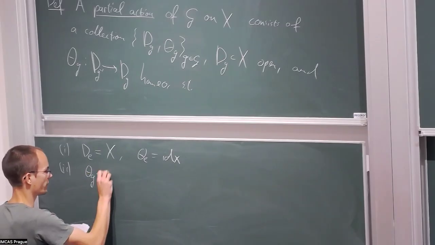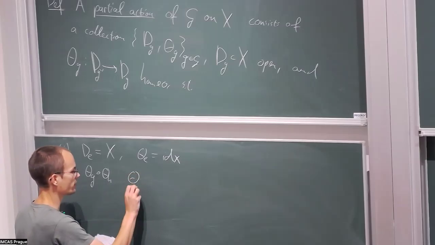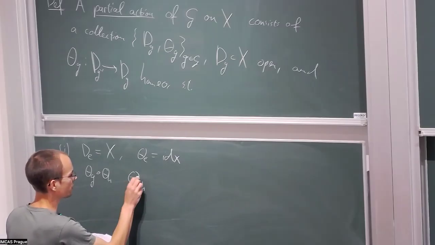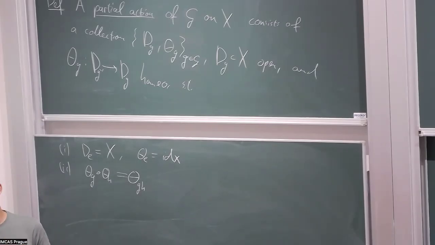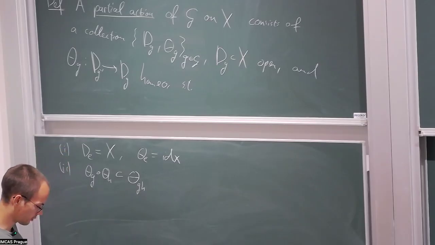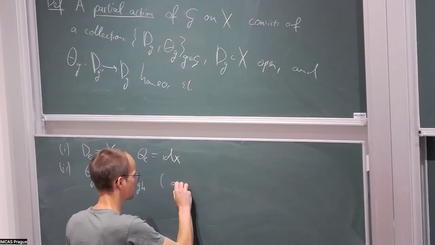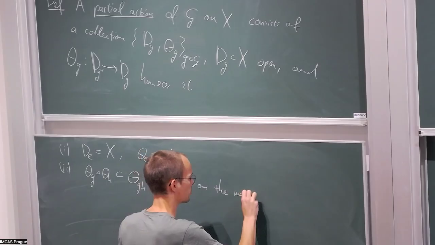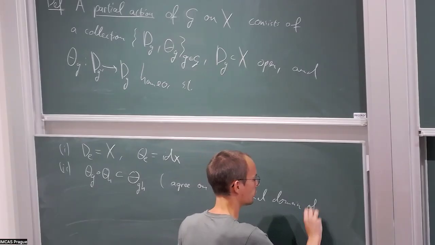And secondly, usually you would want that theta_h composed with theta_g is equal to theta_{gh}. The problem is that writing an equality might not make sense due to domain issues. So I'm going to write this. This means that they agree on the maximal domain of this composition.